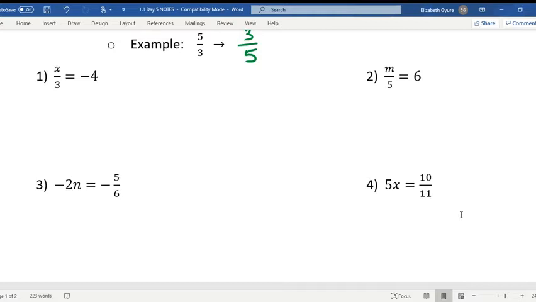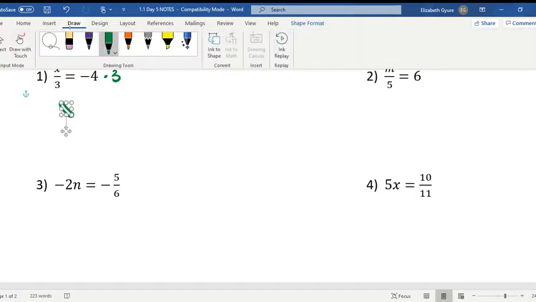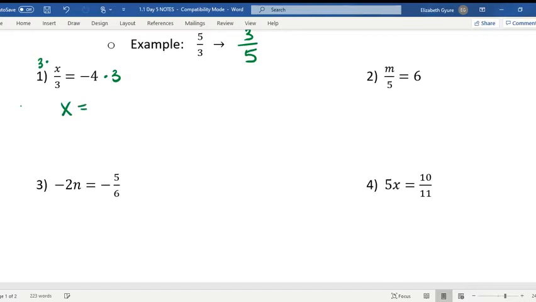In number 1, aren't we just dividing by 3? It looks like a fraction, right? But we're technically just dividing by 3. So what's the opposite of dividing by 3? Multiplying by 3. So multiply both sides by 3. And what is -4 times 3? -12. Good.